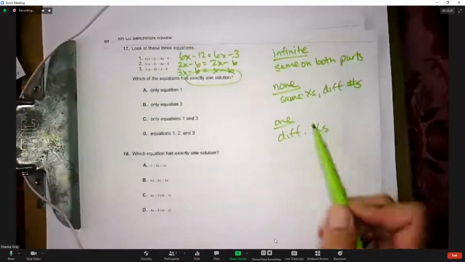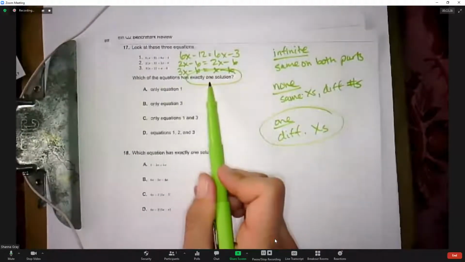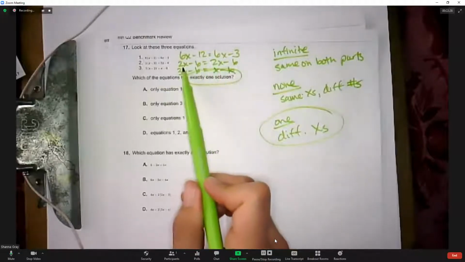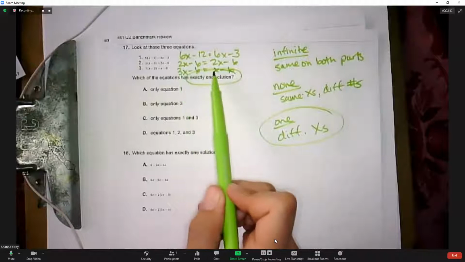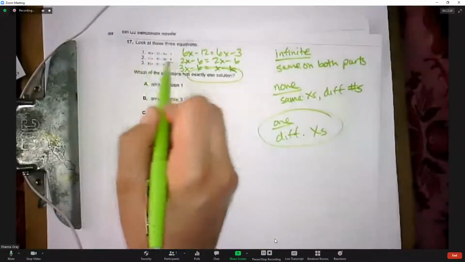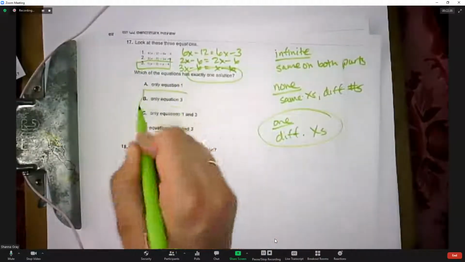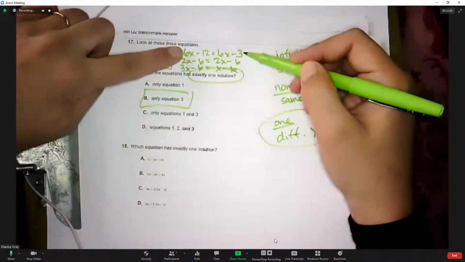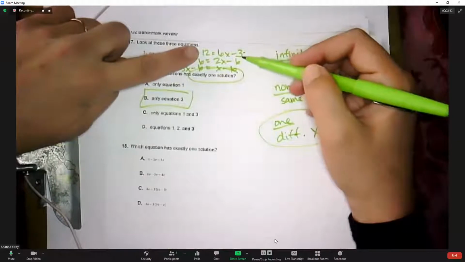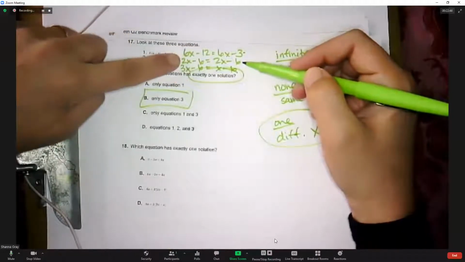So the one that has a different amount of x's is what I'm looking for, one solution. And hopefully you can tell 6x, 6x, 2x, 2x. This is the one, 3x and 1x here, where it's going to have just one solution. It's only equation 3. This would have no solution because it has different amounts of numbers. And this one has infinite solutions, identical.